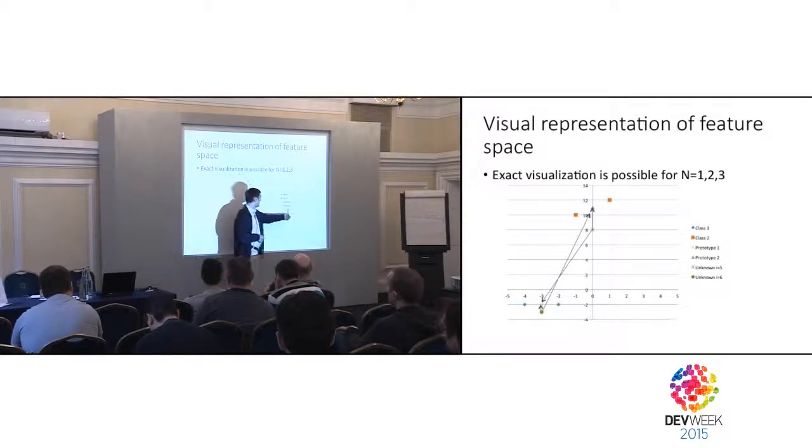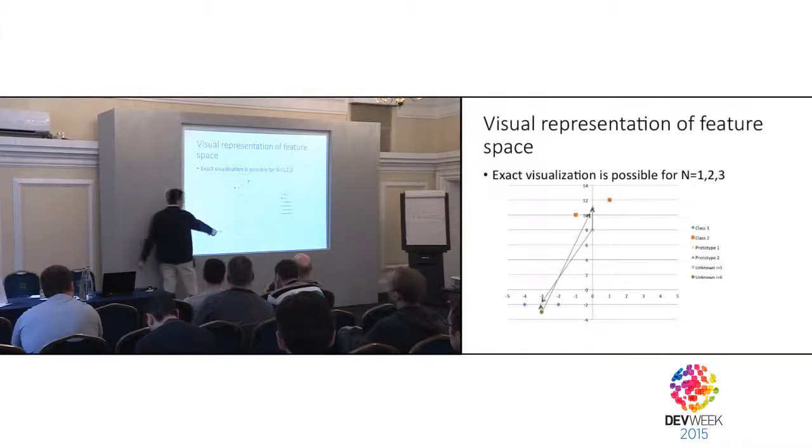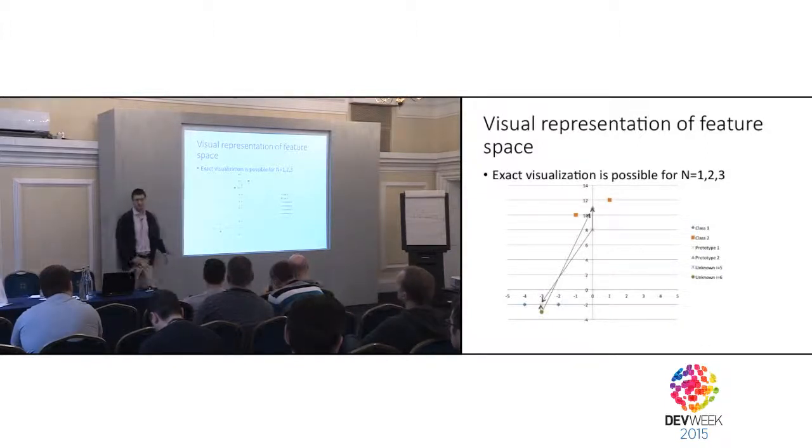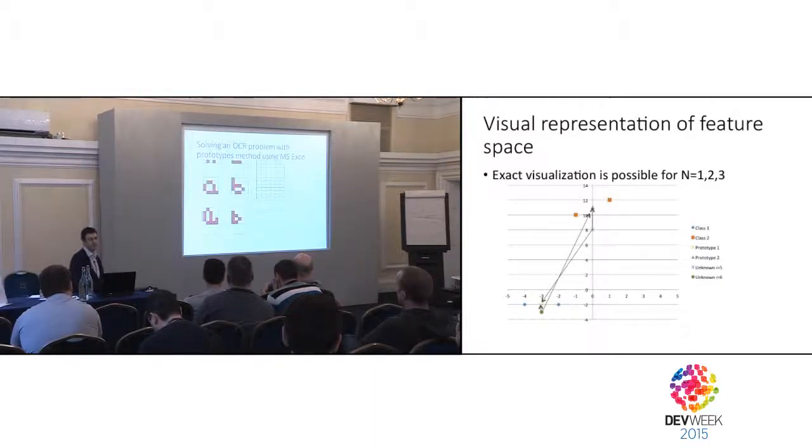We have unknown objects 1 and 2. We see that unknown object 1 is closer to prototype 2, so it belongs to the second class. And the other object that we need to classify is closer to prototype 1, so it belongs to class number 1. It's very, very simple, very easy. In spite of that, even such an extremely simple method of classification can be used to solve some real problems.